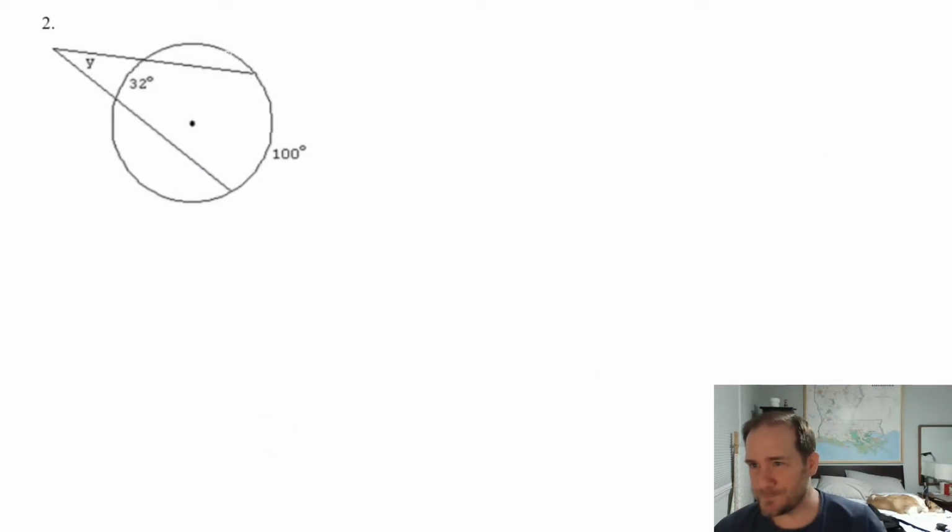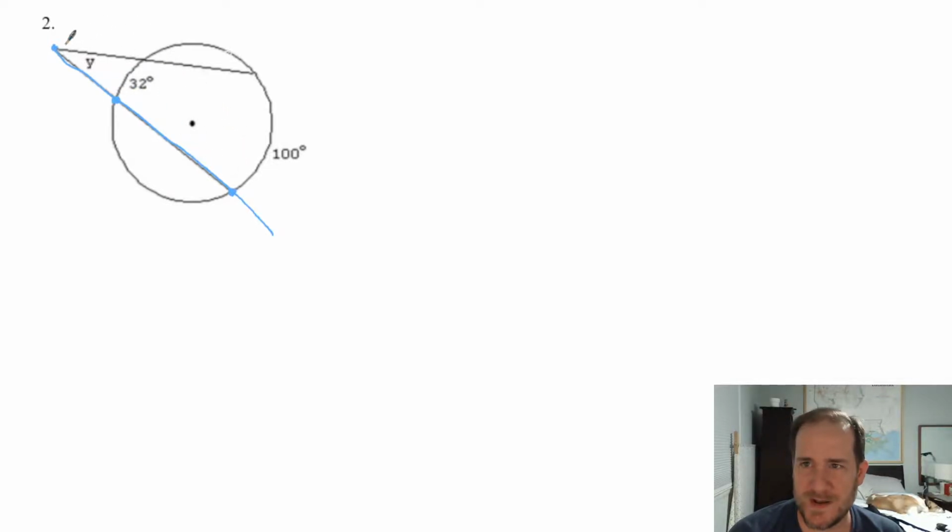Let's do 2. So for 2, you're now seeing a different kind of angle. You've got this blue line, and because that line cuts through the circle in 2 places, it's called a secant line. Then you've got a second secant line, and of course those 2 secant lines are forming these 2 intercepted arcs. We've got this 100-degree arc up here, and we've got a 32-degree arc down here. And the only thing here that you're solving for is y. So once you find y, you're done.